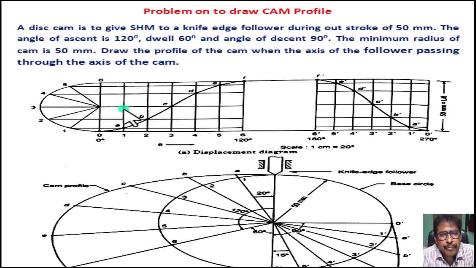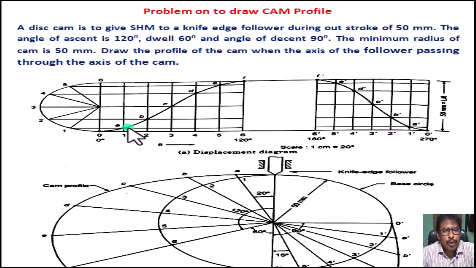Now the vertical lines and horizontal lines intersect at points A, B, C, D, E and F. Next, the horizontal and vertical lines intersect at F dash, E dash, D dash, C dash, B dash, A dash, O dash.